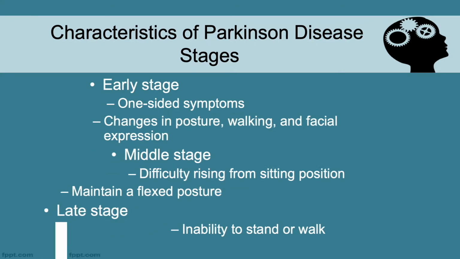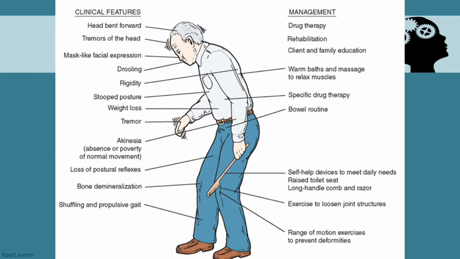This diagram differentiates some of the different findings about Parkinson's, including clinical features such as the head being bent forward, tremors of the head, a mask-like facial expression, drooling, rigidity of the muscles with a stooped posture, weight loss, tremor, akinesia, that is the absence or improper movement, loss of postural reflexes, bone demineralization, and a shuffling or propulsive gait.